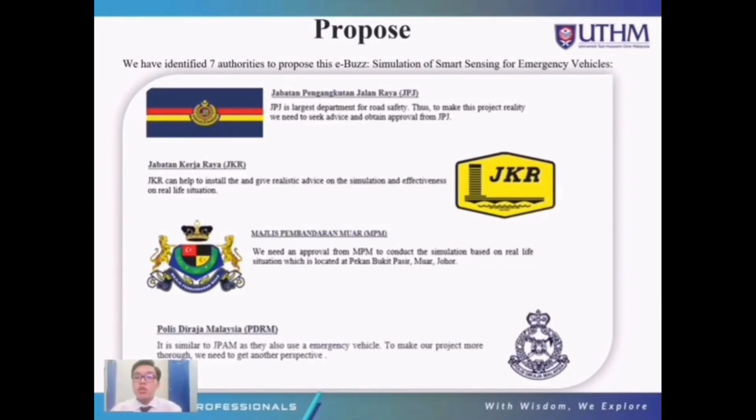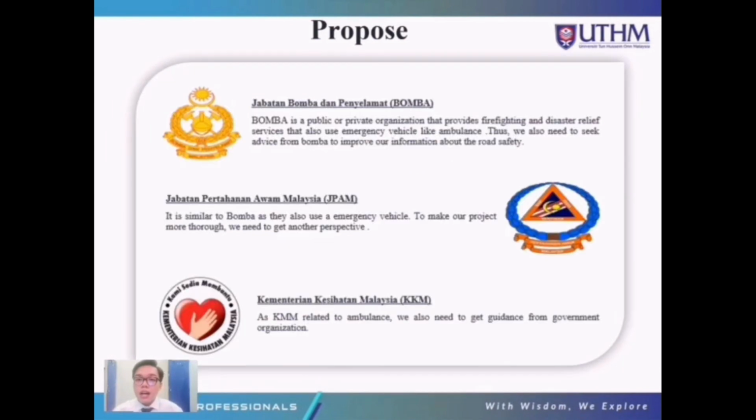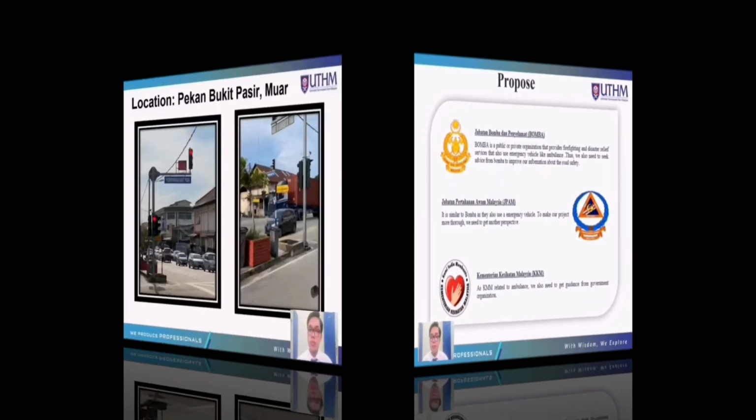In order to make our project more relevant, we have identified seven authorities to propose the e-bus simulation of smart sensing for emergency vehicles to, such as Jabatan Pengangkutan Jalan Raya JPJ, Jabatan Kerja Raya Malaysia JKR, Majlis Perbandaran Muar MPM, Polis Diraja Malaysia PDRM, Jabatan Bomba dan Penyelamat, Jabatan Pertahanan Awam Malaysia JPAM, and also Kementerian Kesihatan Malaysia KKM.